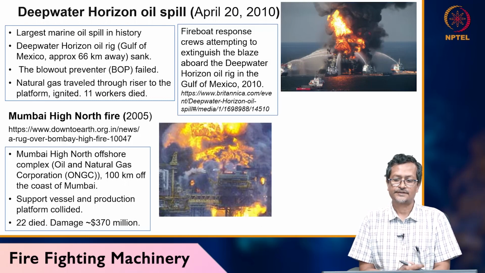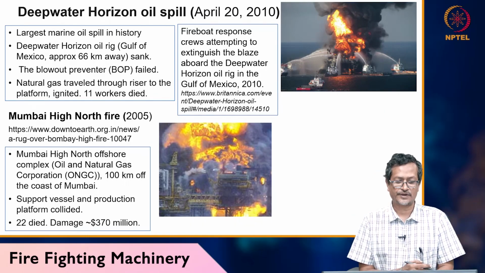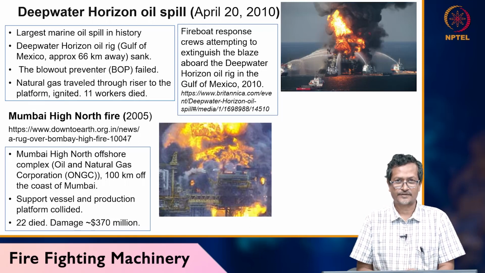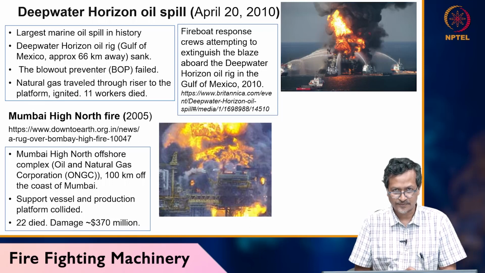Deepwater Horizon was built by a South Korean company. Halliburton was doing the cementing job, and British Petroleum got the contract, and they were drilling and trying to get oil and gas from the wellbore.